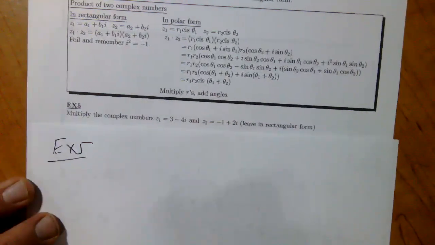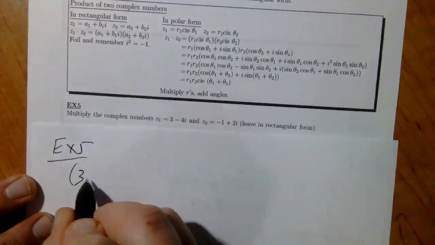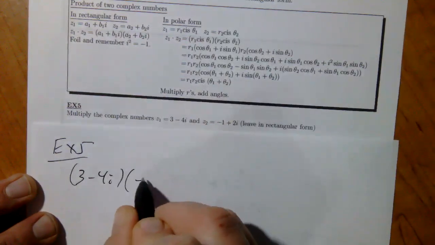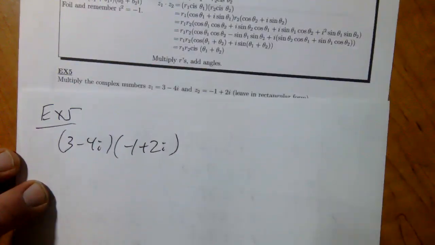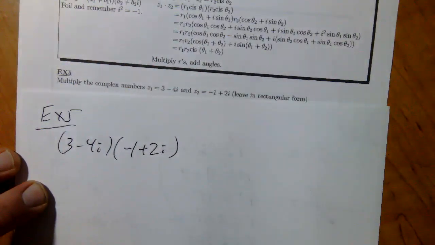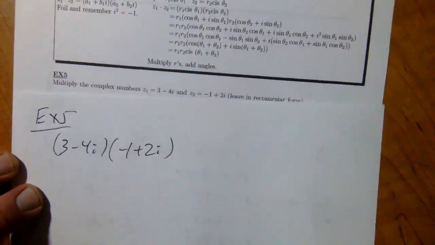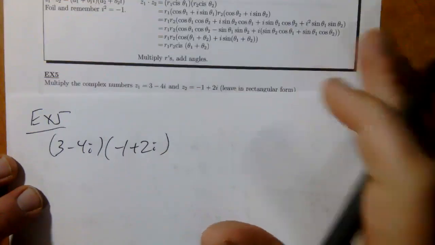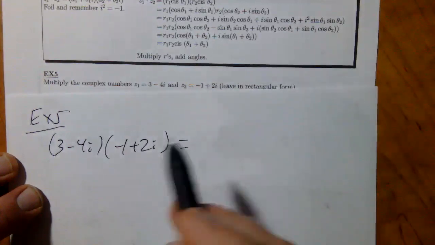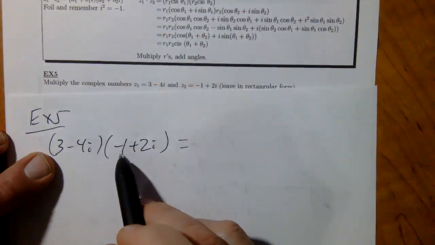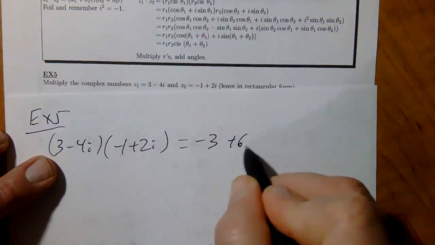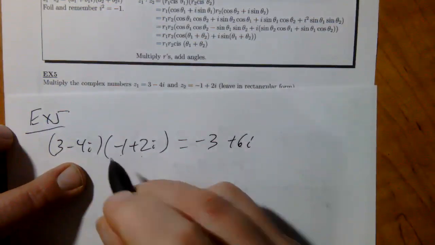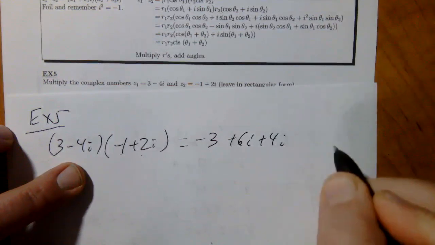I want to multiply the complex numbers 3 minus 4i and -1 plus 2i, and it wants me to leave it in rectangular form. This part is probably not new, just multiplying it out in the usual rectangular form. You have to FOIL it all out. The 3 times -1 is -3. 3 times 2i is 6i. And then -4i times -1 is +4i.